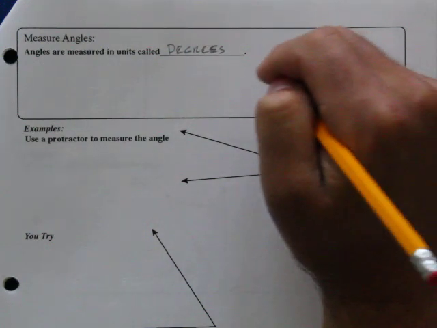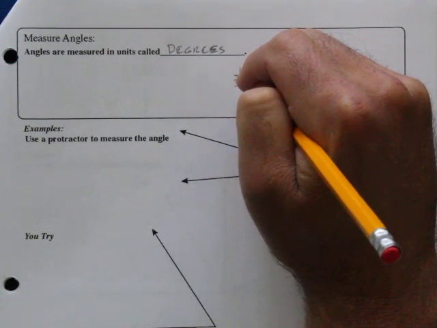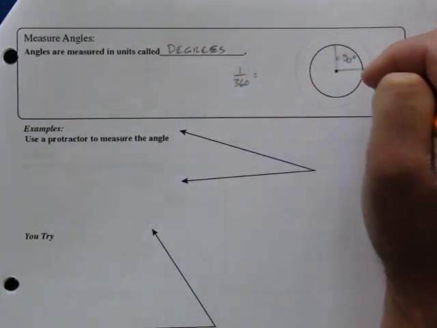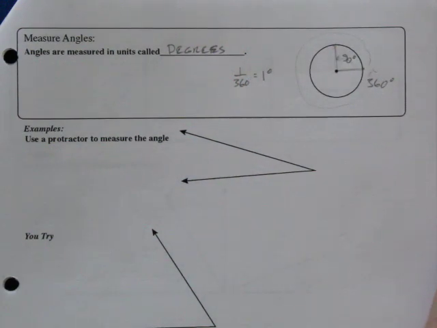So that means 1/360th of a circle is 1 degree. Okay, that might be confusing, but that's okay.